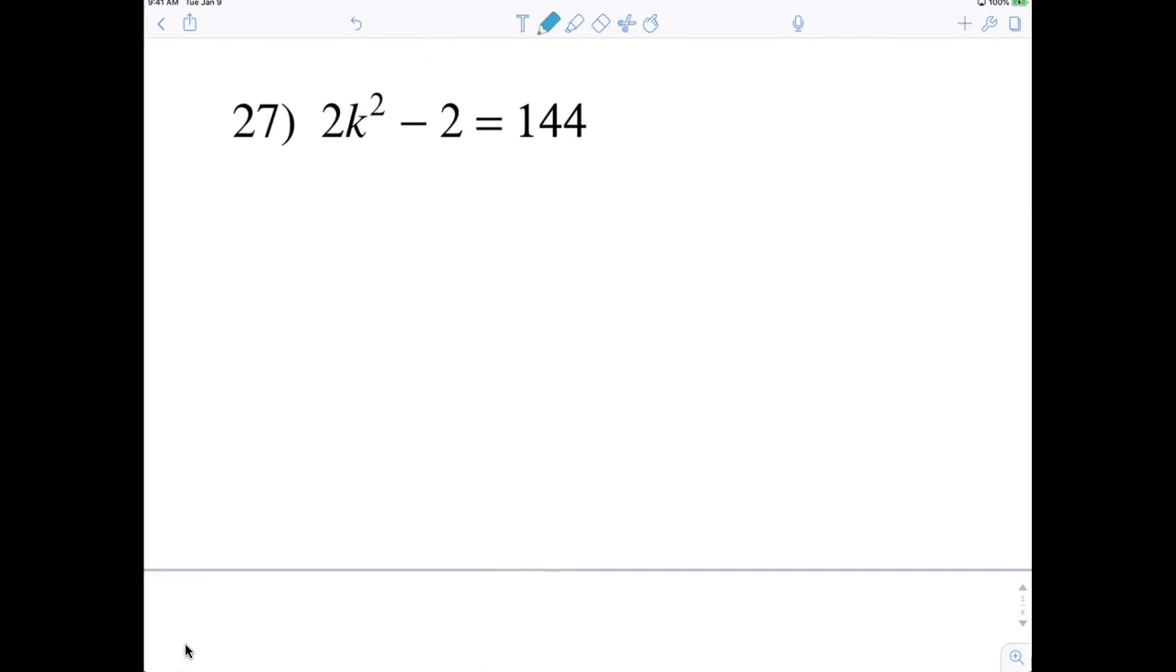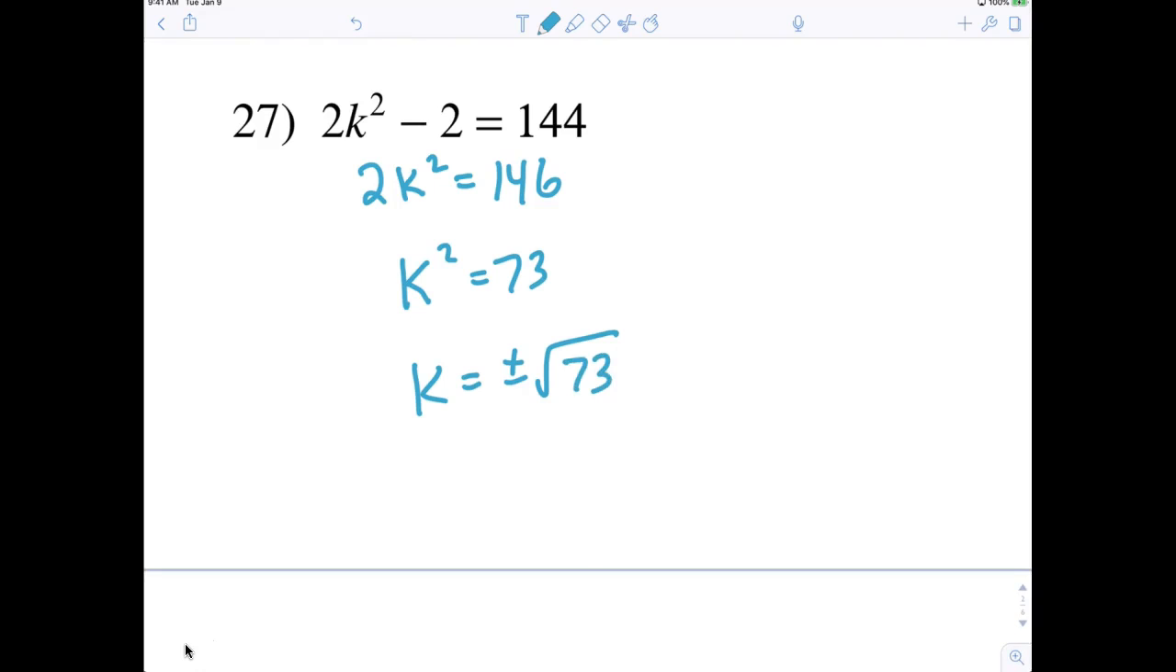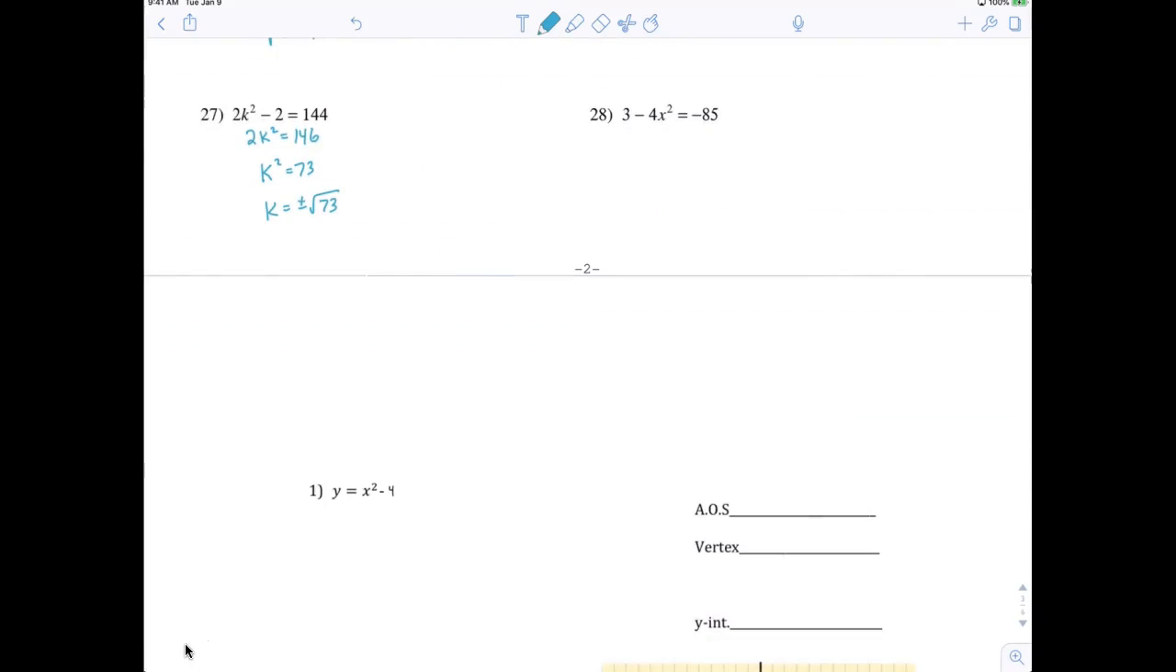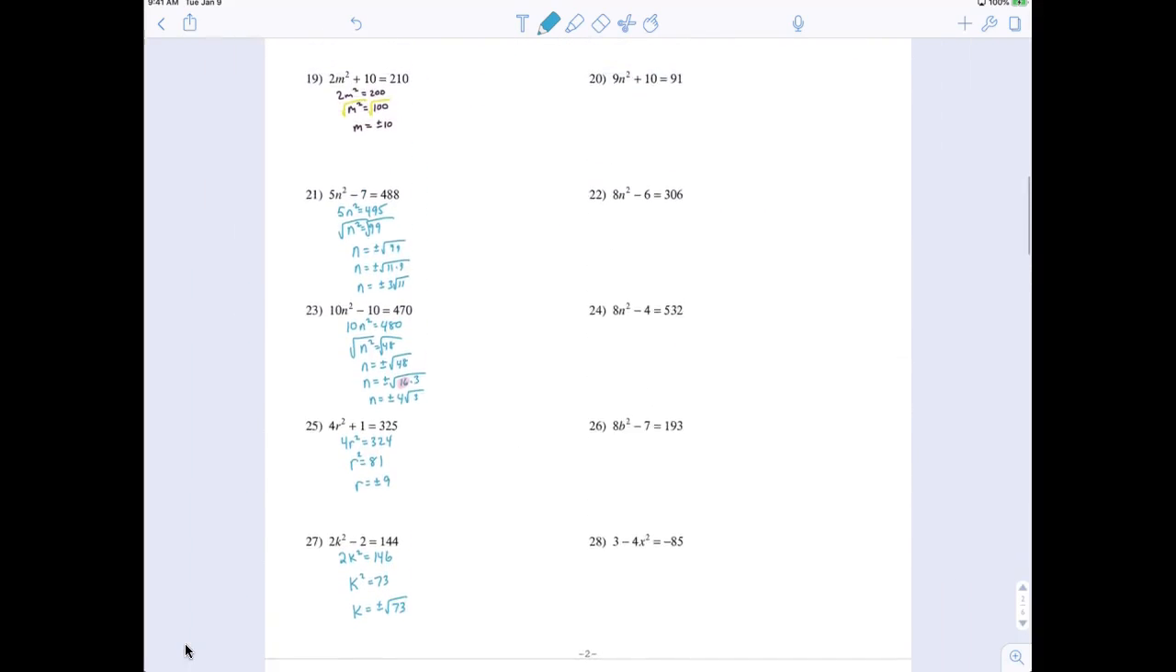So what do I have to do on number 27? Add 2. Now what? So now k equals what? Yeah, plus or minus the square root of 73. Everybody okay with that? Okay, so that was the new lesson. All right, that wasn't that hard.